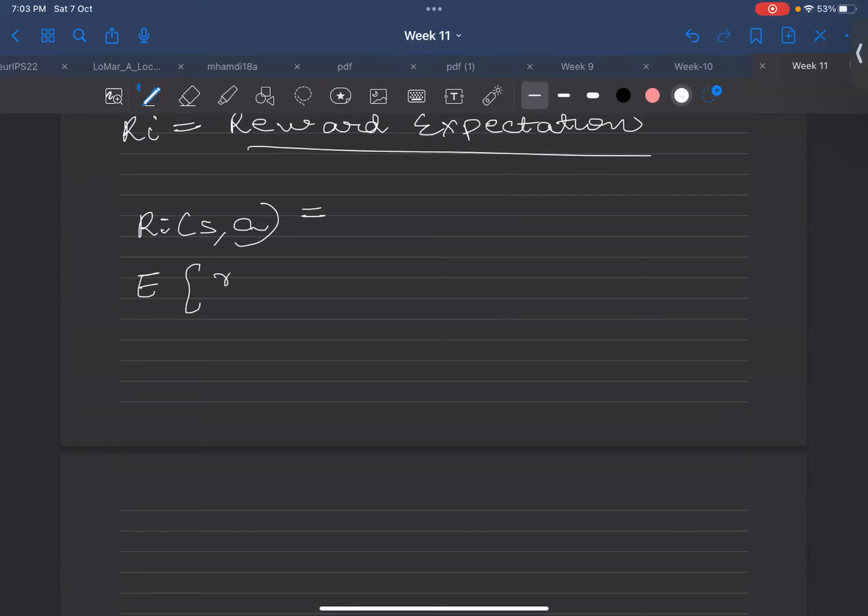As I told you, this is the expectation. If you want to include the pseudo rewards, then this will be added. We are not taking that into consideration, to make it simpler.